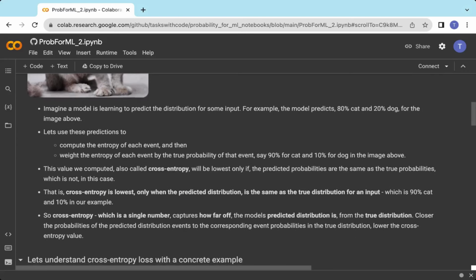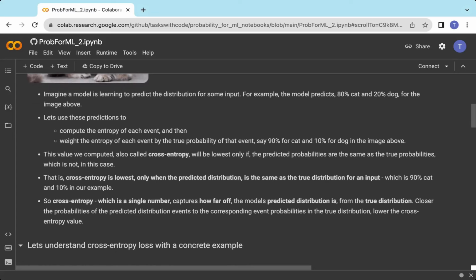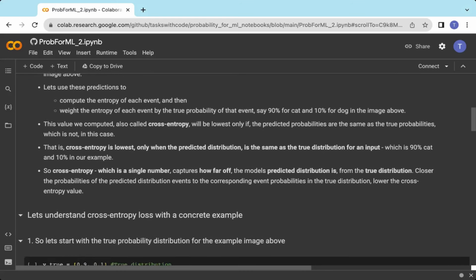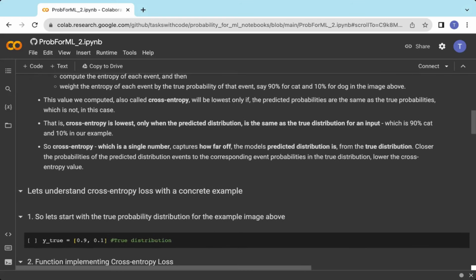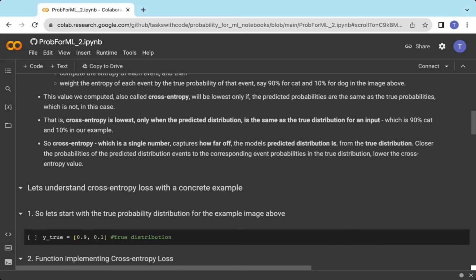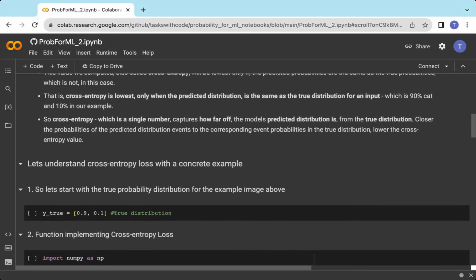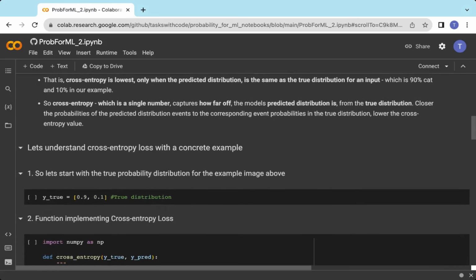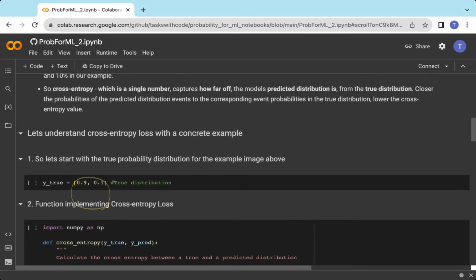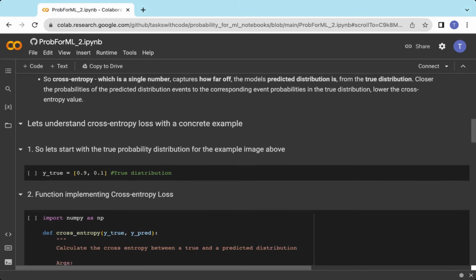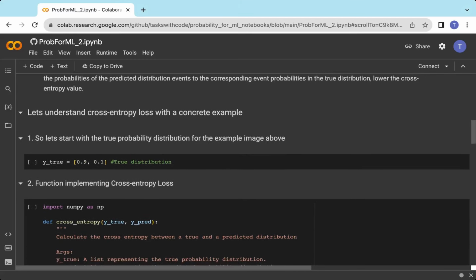So cross-entropy, which is a single number, captures how far off the model's predicted distribution is from the true distribution. The closer the probabilities of the predicted distribution events are to the corresponding event probabilities in the true distribution, the lower the cross-entropy value. Let's understand cross-entropy loss with a concrete example. Let's start with the true probability distribution for the example image above, which is 0.9 for cat and 0.1 for dog. We will come back to the function implementing cross-entropy loss later.